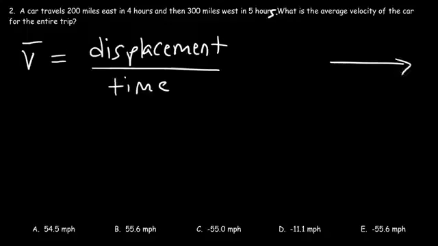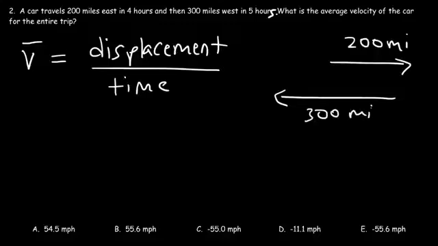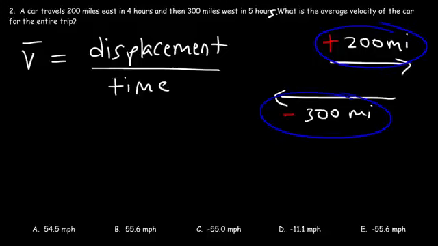So what is the displacement of the vehicle? Well, we know it travels 200 miles east, and then it travels 300 miles west. You need to understand that distance is a scalar quantity. It can only be positive. Displacement is a vector. It can be positive or negative. So the displacement for the first part of the trip is positive 200 because it was going in a positive x direction. And then going west, it's negative 300. So if we add these two values, the net displacement for the entire trip is negative 100 miles.